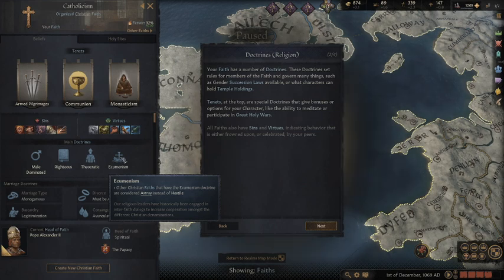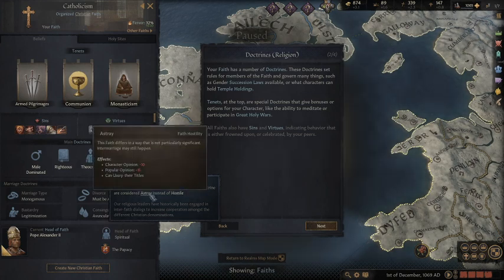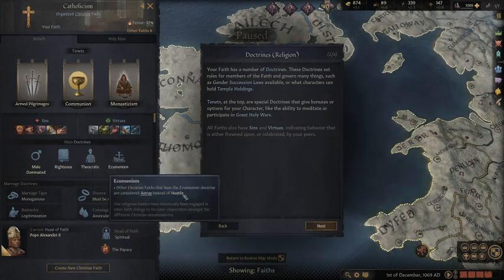Ecumenism. Other Christian faiths that have the ecumenism doctrine are considered astray instead of hostile. Astray means the faith differs in a way that is not particularly significant. Intermarriage may still happen. Character opinion minus 10, popular opinion minus 15. Can usurp their titles. Our religious leaders have historically engaged in interfaith dialogues to increase cooperation amongst the different Christian denominations.